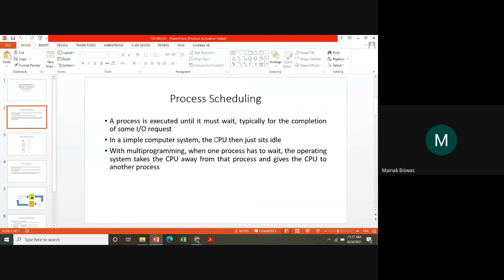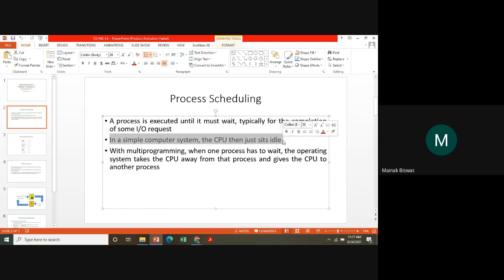Okay, now this is process scheduling. A process is executing until it must wait, typically for the completion of some IO request, right? So the example that I told you about saving a document in the hard disk, right? In a simple computer system, the CPU then just sits idle, right? That happens, the CPU is not doing anything. So with multi-programming, when one process has to wait, the operating system takes the CPU away from the process and gives the CPU to another process. Although this sounds simple, it is not a very simple process. If the CPU is idle, the operating system allocates it to another process. Understood this one?